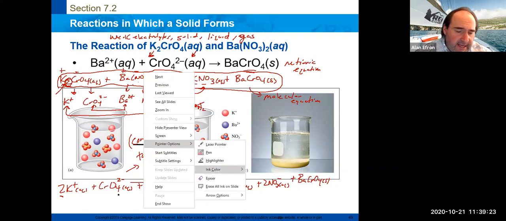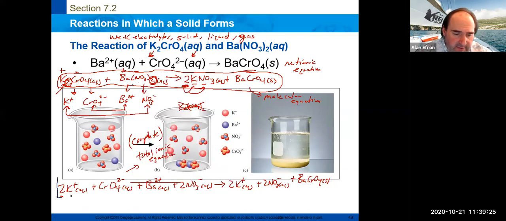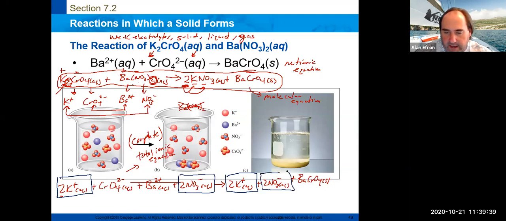So if we look in this case, I have 2 potassiums on the left-hand side. I also have 2 potassiums on the right-hand side. They look exactly the same. I also have 2 nitrates on the left-hand side and 2 nitrates on the right-hand side. They also look exactly the same. These guys here, which are in boxes, these are what are known as spectator ions.